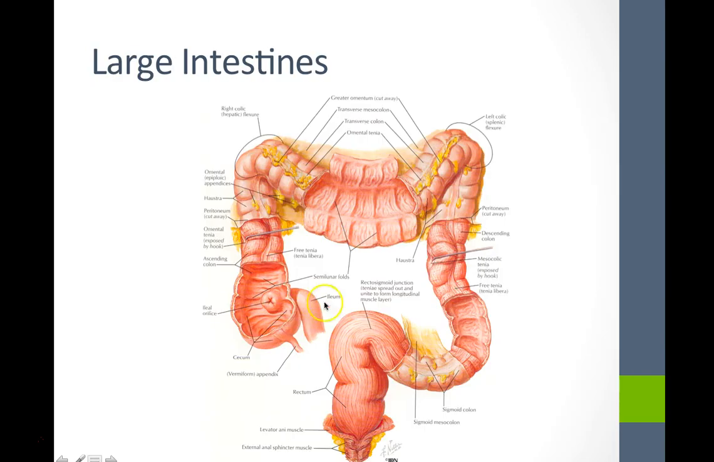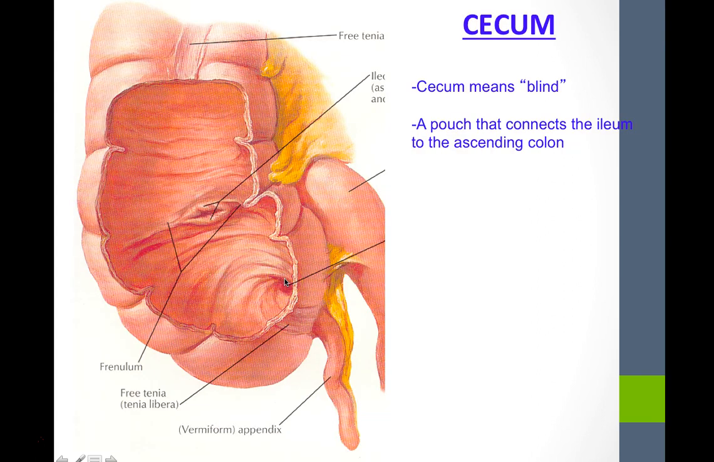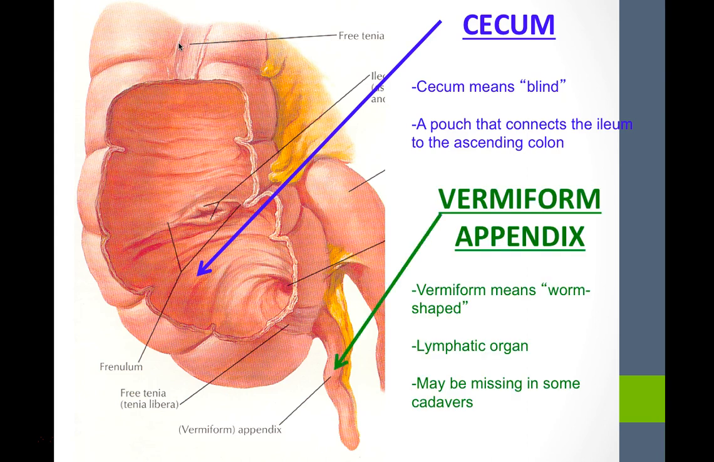So next we'll talk about the large intestines. You could see the ileum is entering the large intestines over here. We would call this the ileocecal junction, and allow contents to move into the first part of the large intestines, which is called the cecum. So the cecum means blind because this is a blind pouch and will continue to move the contents up into the ascending colon. But you may have noticed this little tail that looks like it is hanging off of the cecum.